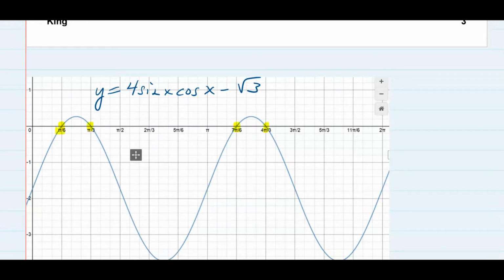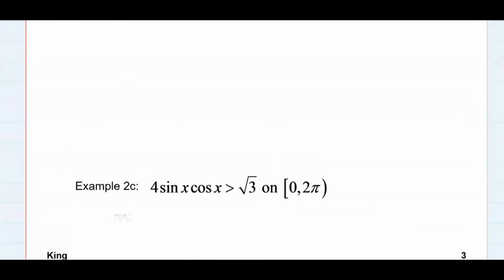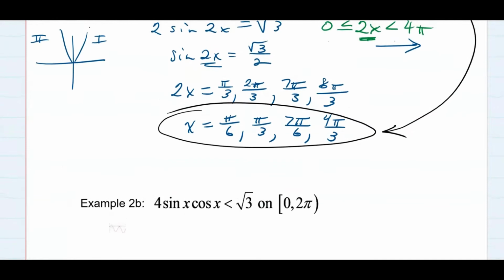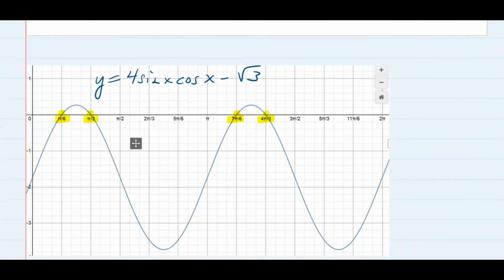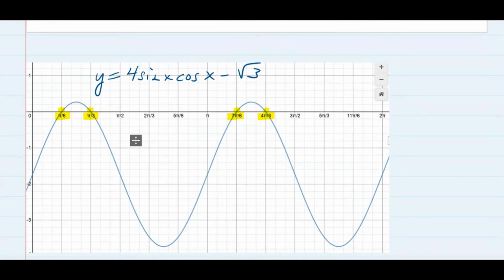And you'll notice that pi over 6, pi over 3, 7 pi over 6, and 4 pi over 3 show up on the graph, and those are the solutions that we found a few moments ago analytically. And these are the exact solutions. With the graph, we can now find out where the function is less than 0 in this case, and that corresponds with 4 sine of x cosine of x being less than the square root of 3.